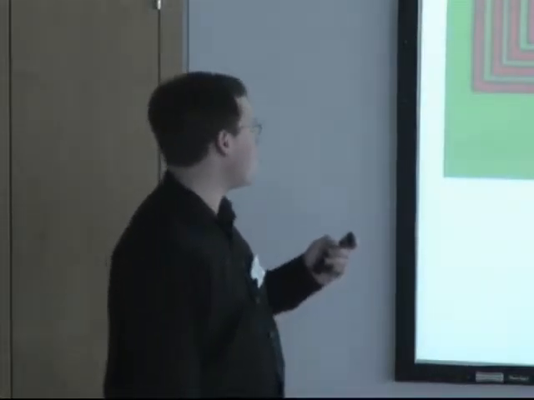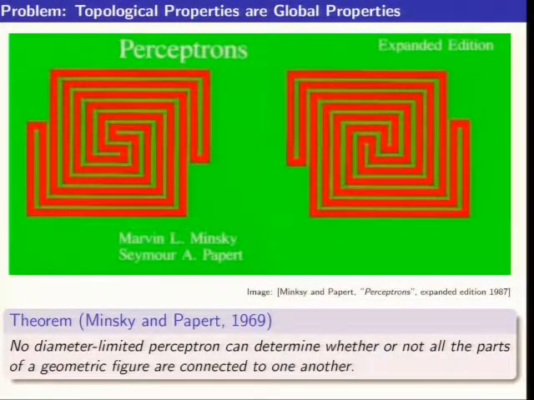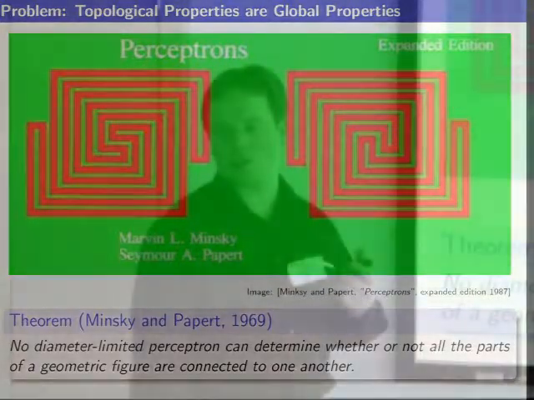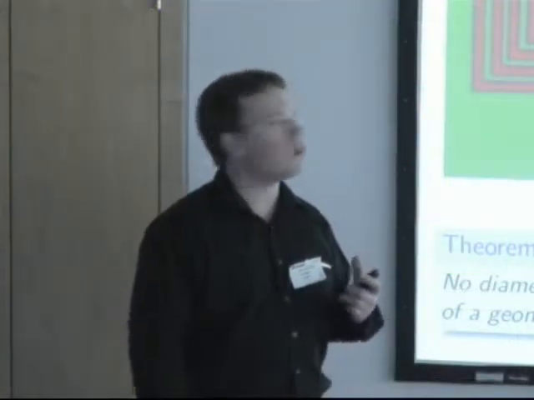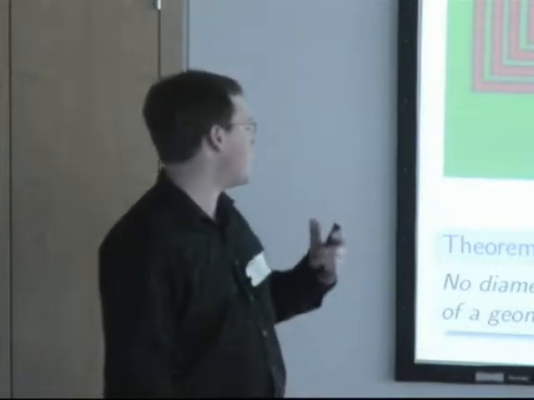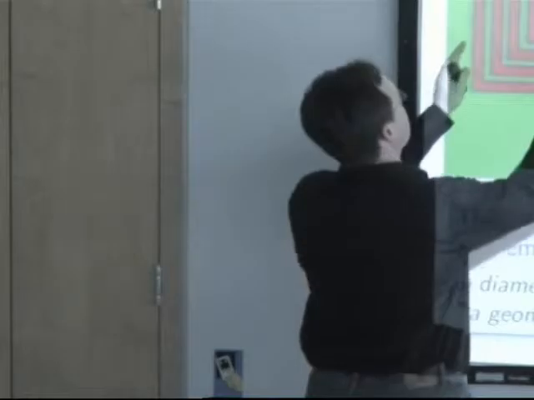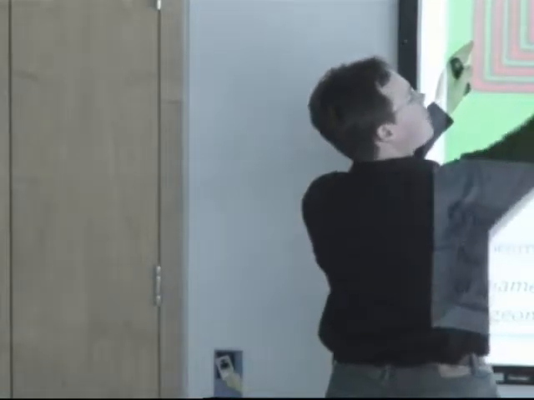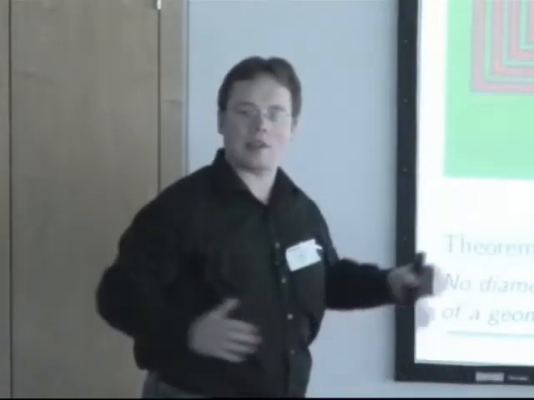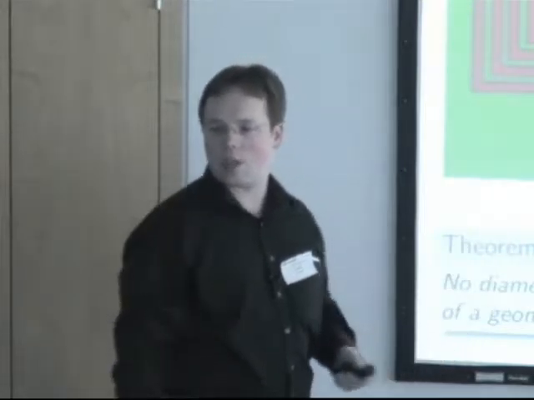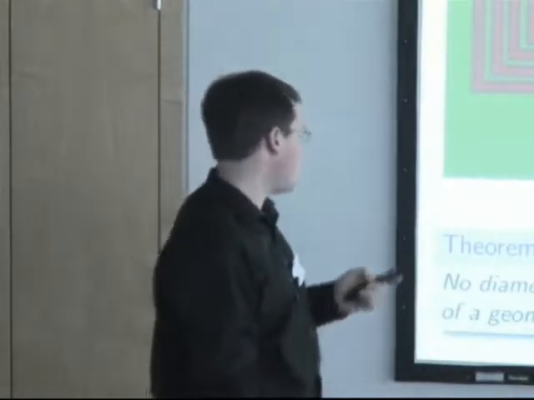And in fact, they proved the very famous theorem that tells that no diameter-limited perceptron can decide whether a shape is connected or not. The emphasis is on diameter-limited. You can't look only at local regions. So just from a view like this, you can't decide if everything is connected or not. You would need something that grows as big as the whole shape, so some global property of the image.